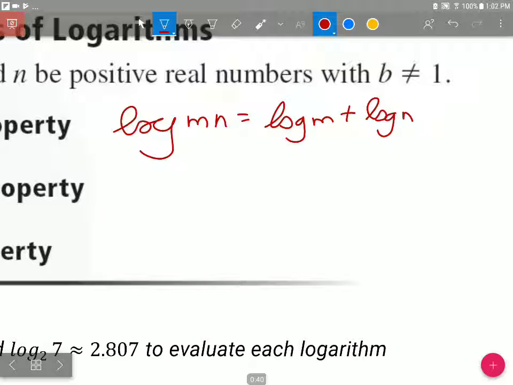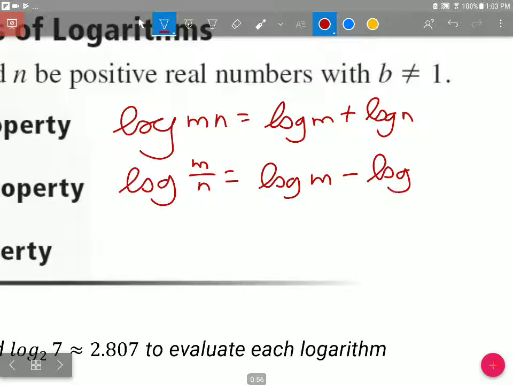The quotient property. If I have log of a fraction, let's say m over n, again, I can write that as two logs. The one on top is a positive, so log of m is positive. And the one on bottom is negative, so negative log n. Cool? Basically, the one on top is a positive log, the one on bottom is a negative log. All right? The third property is your exponent property.